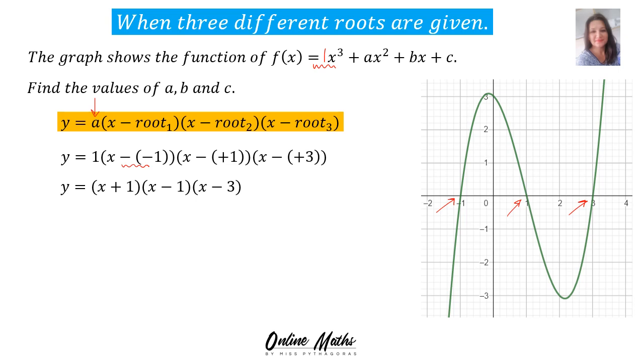Then, in the next step, I will write the x plus 1, x minus 1, multiply them out and write it as x squared minus 1 and then x minus 3, and in the next step I will multiply out the two brackets. Therefore, the equation for the function will be f of x equals x cubed minus 3x squared minus x plus 3, and then a's value will be -3, b's value -1, and c's value +3.